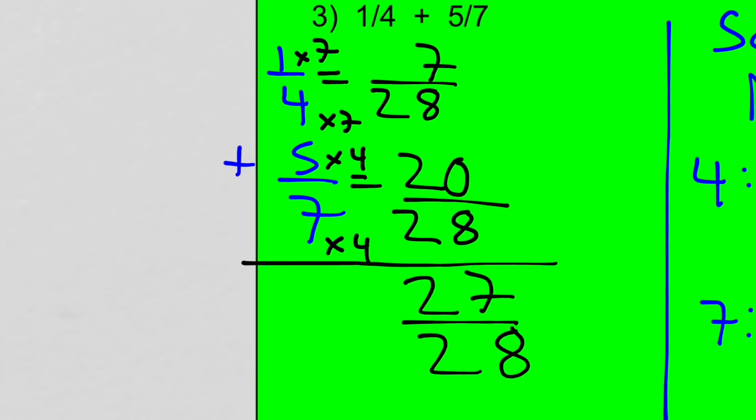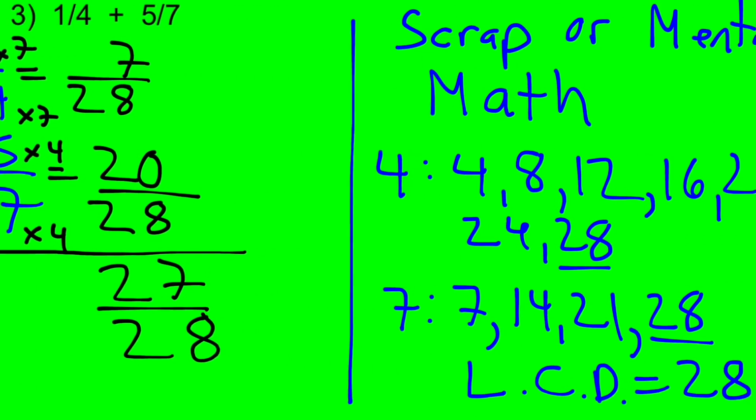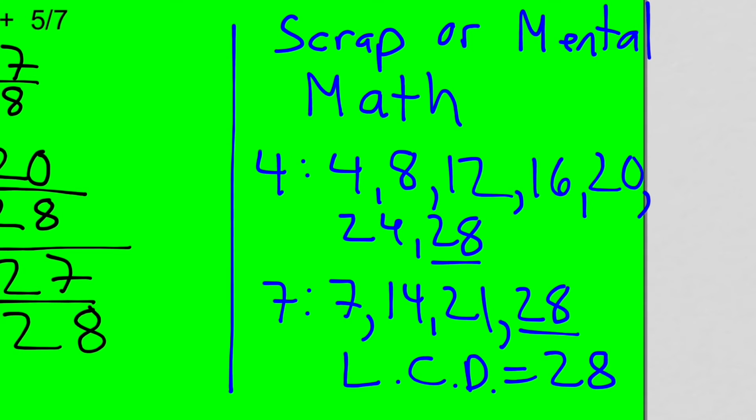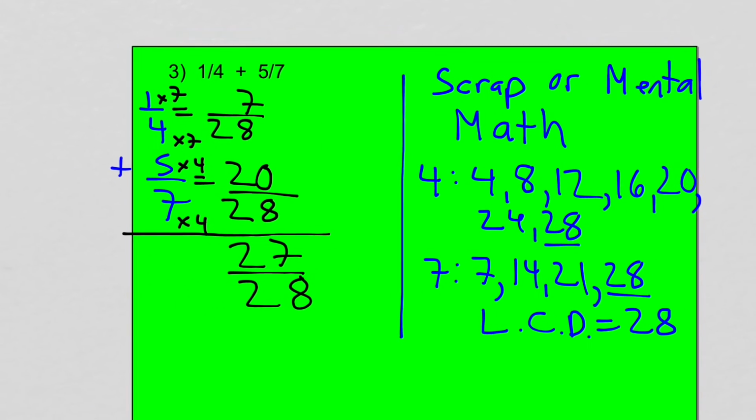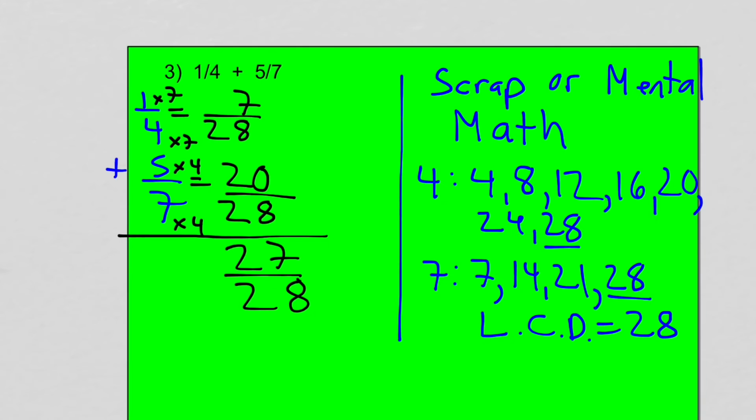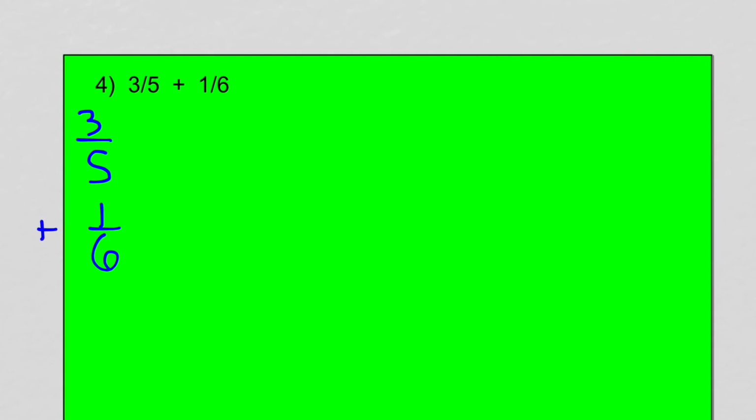Remember, this is the work I would need to see. This work can be done on scrap paper or it can be done by mental math. Let's do a couple more. Okay, number 4. 3 over 5 plus 1 over 6. And we'll have an area for scrap or mental math.